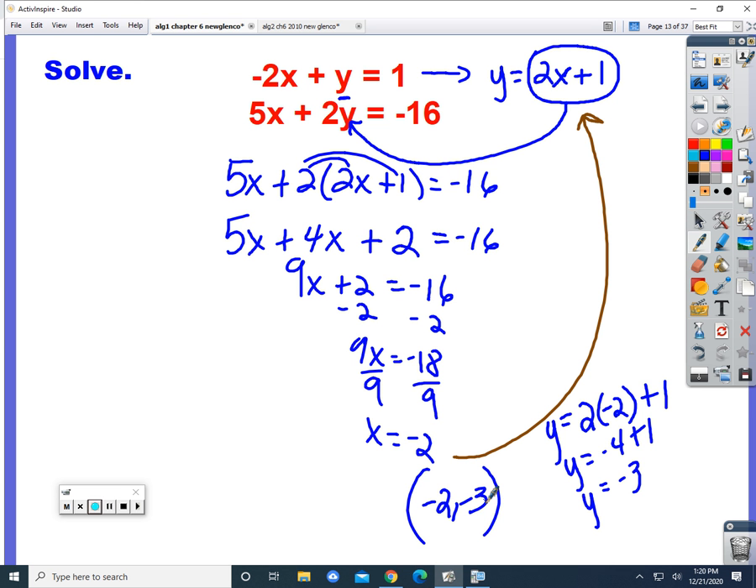Let me show you the bottom one. Negative 2 times 5 is negative 10, and then the negative 6. Put those together, you do get negative 16. I'll put this one in the top one. Negative 2 times negative 2 is a 4, and then when y is negative 3, 4 minus 3 is positive 1. So I checked it, and that's how you'll check those.